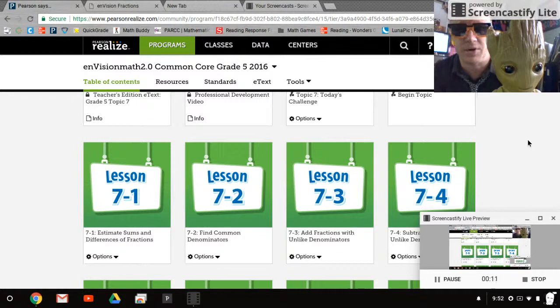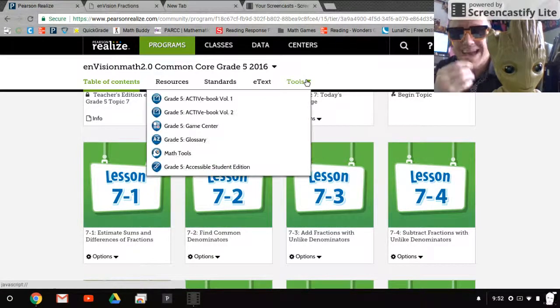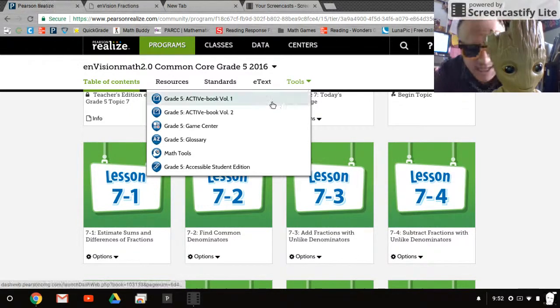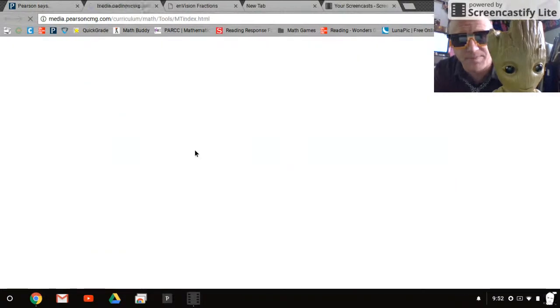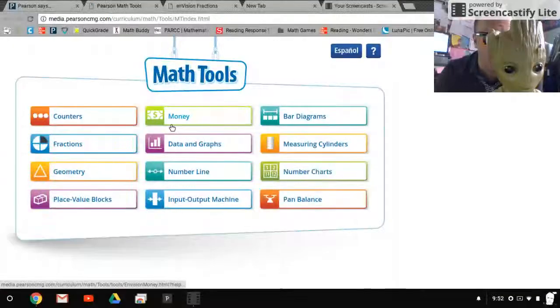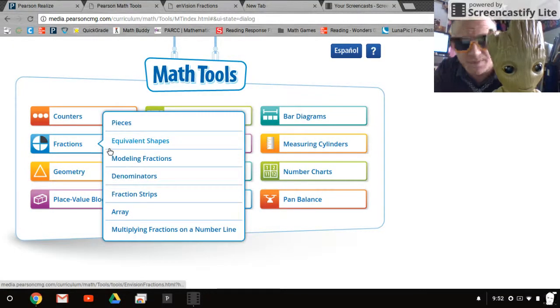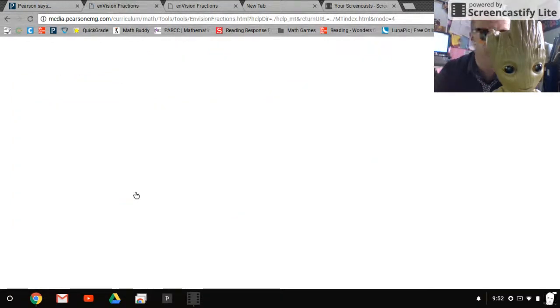All right. So we're going to be using some fraction tools to add mixed numbers. So you're going to need to log on to Pearson, guys. Groot, you're in the way. So go to Math Tools. And then once you've got your Math Tools loaded up, we're going to go to Fractions. And then we're going to go down to Fraction Strips.